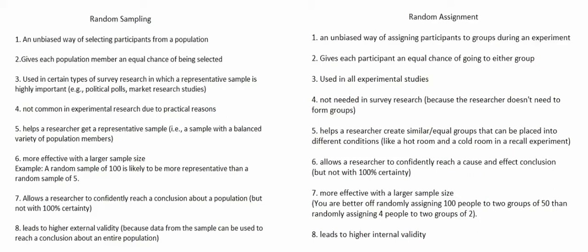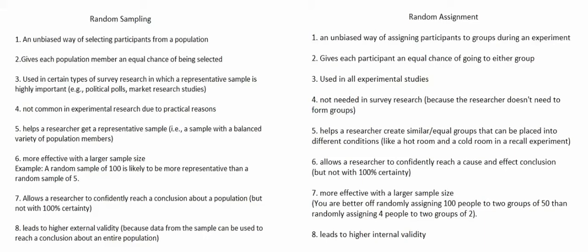It's done in experiments. Random assignment is actually a defining feature of an experiment. A study is not an experiment if it doesn't have random assignment in its procedure. So, like I said, random sampling can be done in any type of research, but it's most common in certain types of survey studies in which it's very important to get a high-quality sample. Random assignment is done in experimental research. It's done in all experiments because it's actually a part of the definition of an experiment.